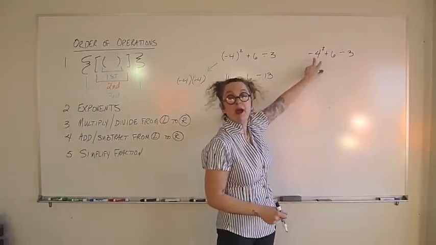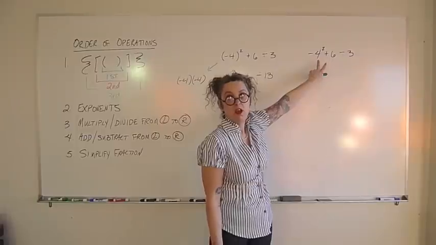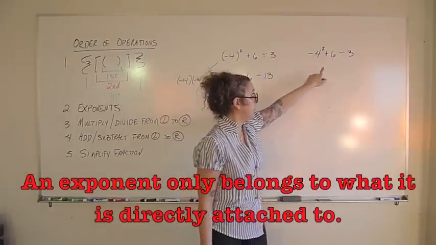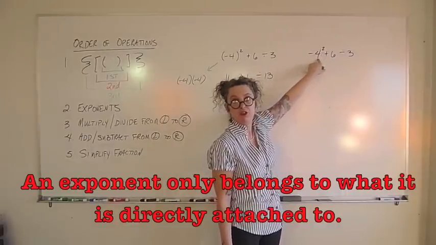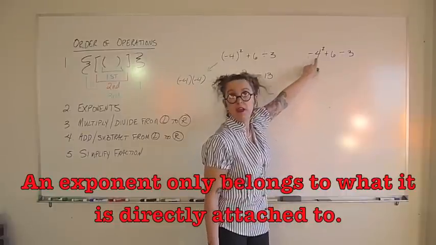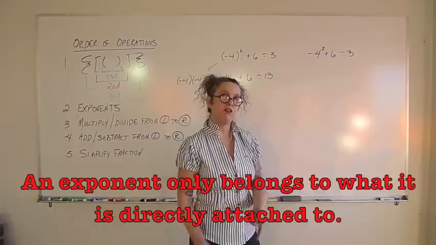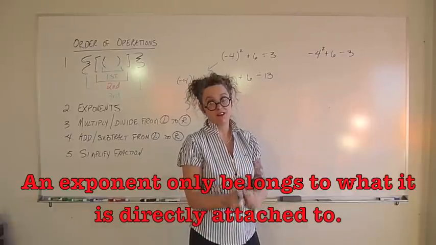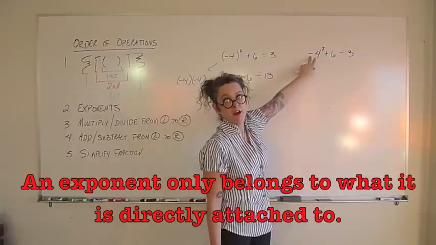I want to do a direct comparison with this one over here. This one doesn't have parentheses. So the lesson here is an exponent only belongs to what it is directly attached to. It is not attached to this negative sign, it is only attached to this 4. So what this is really saying, believe it or not, is 4 times 4 for 16. This is a secret invisible negative 1 here.